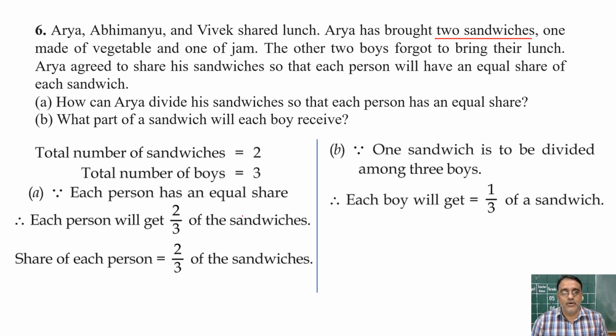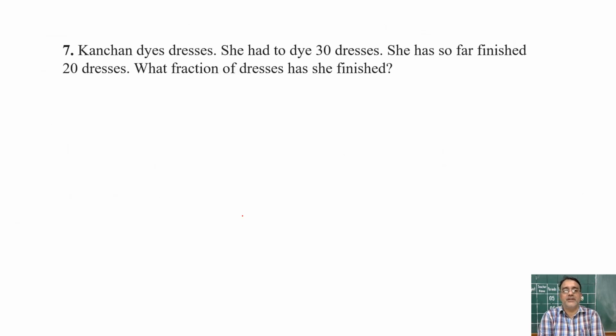No, sir. Okay. Now we are moving towards question number 7. Kanchan dyes dresses. She had to dye 30 dresses. So total number of dresses is 30. She has so far finished 20 dresses. Out of 30, she finished 20 dresses. What fraction of dresses has she finished?